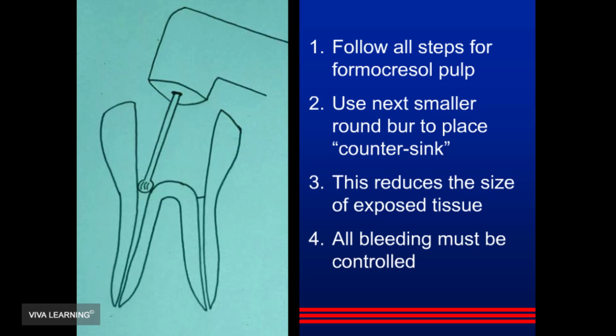So as a result of that, you don't want to leave any more of the ferric sulfate in the chamber than you must. So what you will do is you'll follow all the same steps that we've outlined for formocreosol, and then you will step the burr down by one size. So if, for example, you've been using a number 8 burr, you will step down to a number 6, and you put what I refer to as a countersink.